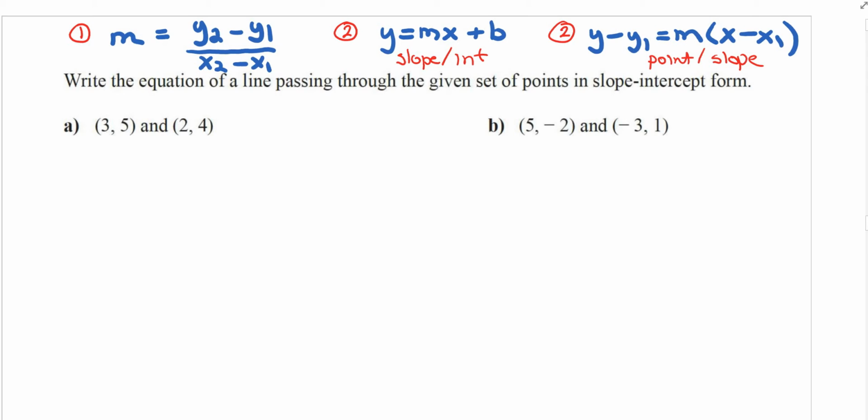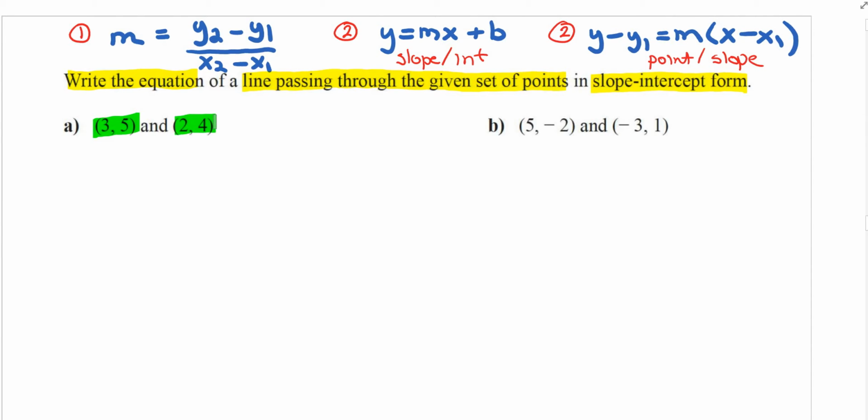Let's move on to question number 7 from section 5.2. For question number 7, I need to write the equation of a line which passes through the given set of points in slope intercept form. Okay, so here are my points, (3, 5) and (2, 4), and I need to write that in slope intercept form.